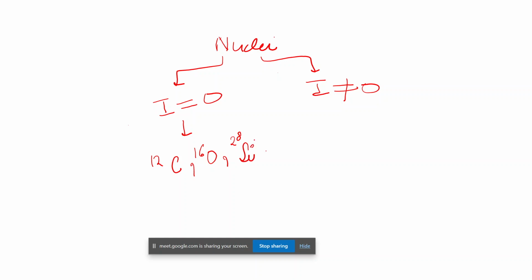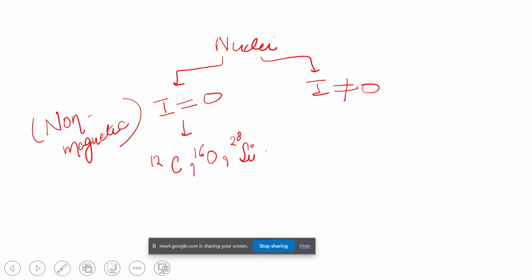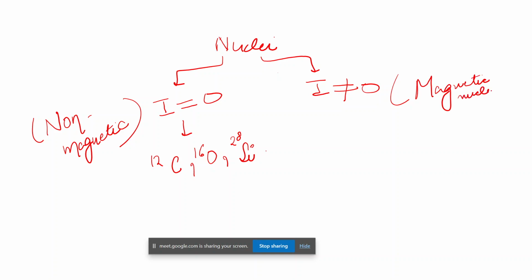You can also write it as non-magnetic. While the other part is I not equal to 0, that is your magnetic nuclei. And what are the examples? It can be 1H, 13C, 19F.